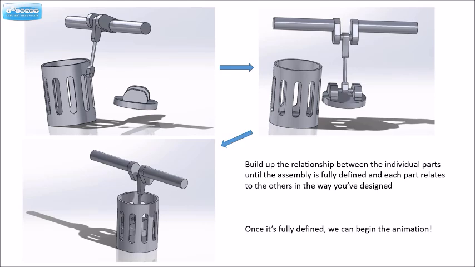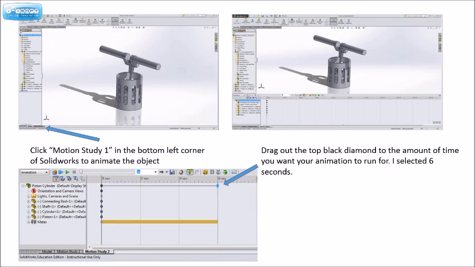And then the connecting rod and the piston are only mated to the other parts so they can move around. So once you've fully defined your part so that only the pieces you want to be moving are moving, you can move on to animation. So in order to animate your part, you click on Motion Study 1, which is in the bottom left corner of SolidWorks. With this, you can create movement in your parts and add in motors and springs and different things like that in order to provide a visual of how your part works.